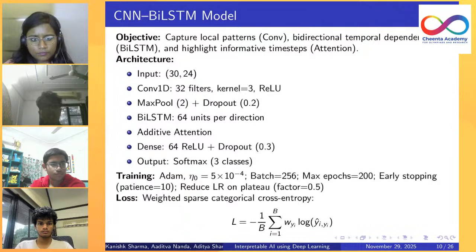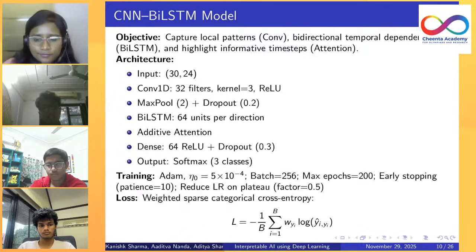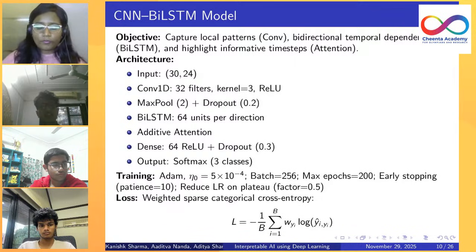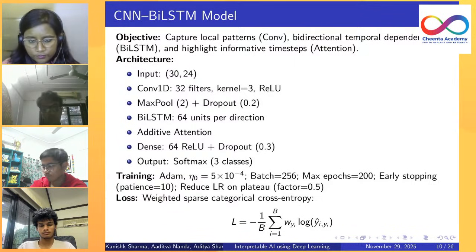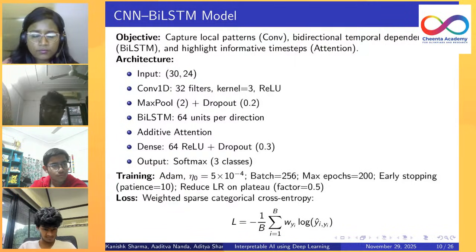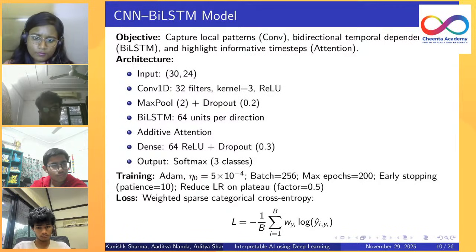This block captures short range temporal patterns such as local shocks or micro trends across multiple indicators, and it also reduces noise by aggregating over neighboring timestamps. Then max pooling with pool size of 2 downsamples the time axis and focuses on the strongest local activations, while dropout regularizes the convolution representation. Together, they reduce sequence length, improve computational efficiency, and help the model generalize to unseen regimes.